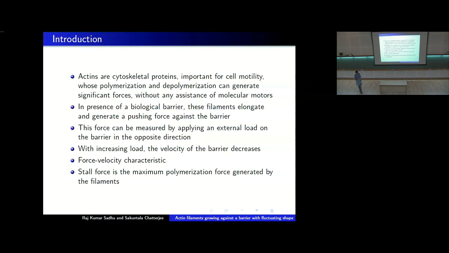the opposite direction. So as you increase the load, the velocity of the barrier goes down and down. And finally, at some value of the load, the velocity is zero. That is called the stall force, and that is the measure of the maximum polymerization force generated by the filament. Because when you are applying that amount of force in the opposite direction, the motion of the barrier is stalled.